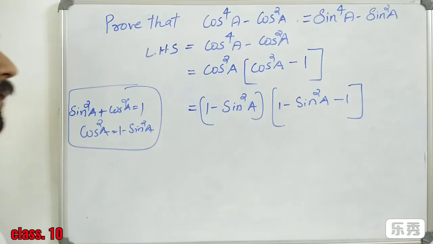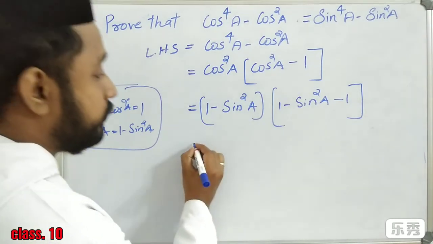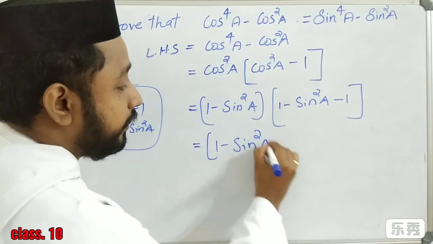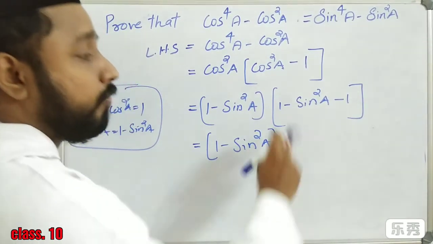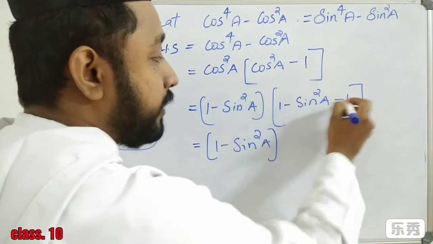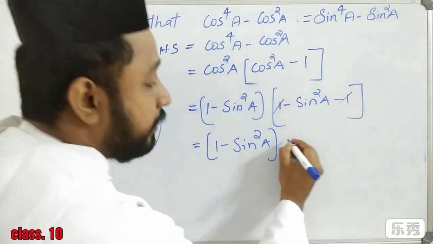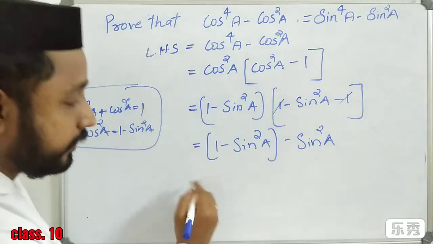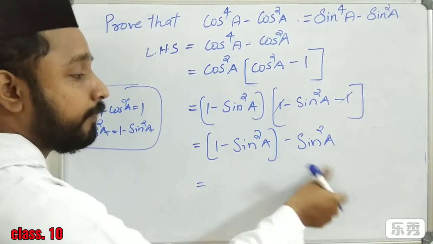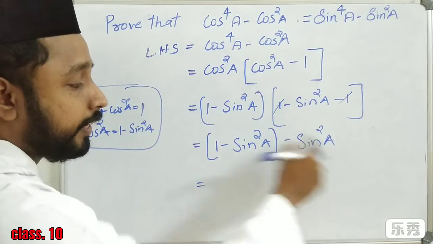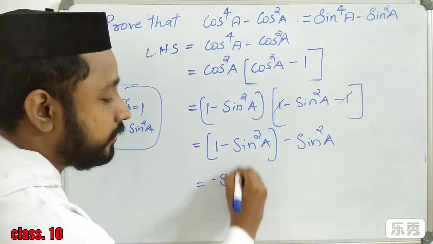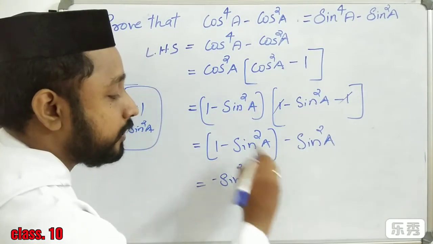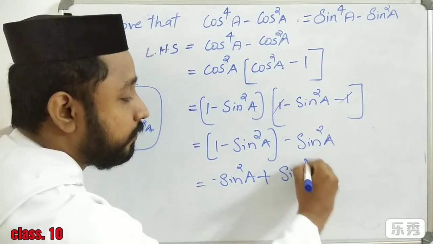1 minus sin square a minus 1, which is equal to 1 minus sin square a into 1 minus sin square a minus 1. Here 1 minus 1, 0. Remaining is minus sin square. So which is equal to this minus sin square we can multiply with the bracket. Minus sin square into 1, that is minus sin square. Minus sin square into minus sin square, that is minus into minus plus sin raised to 4.